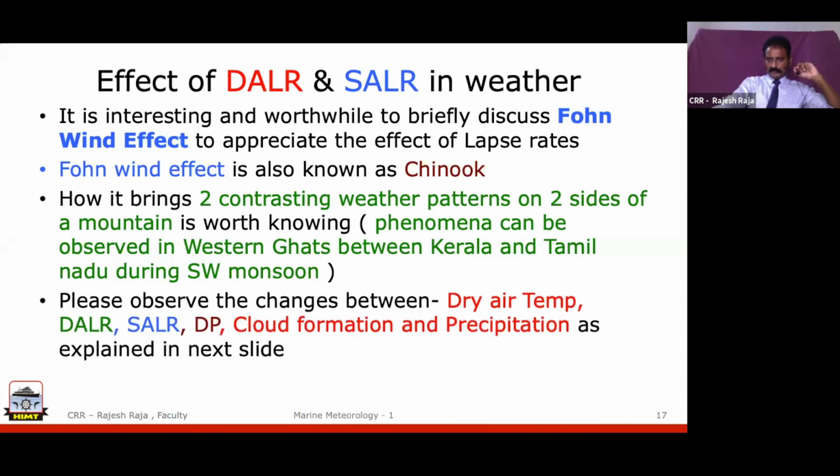Now, all I need you to observe few points when we are talking with example. Look at the dry air temperature. Start noticing where the DALR and SALR come into force. What change does it do to the dew point? And where does the cloud form and precipitation?